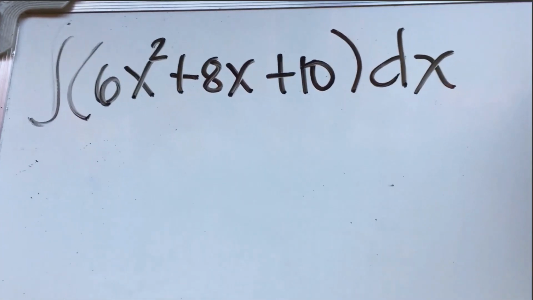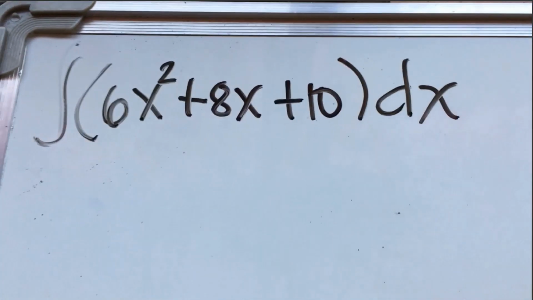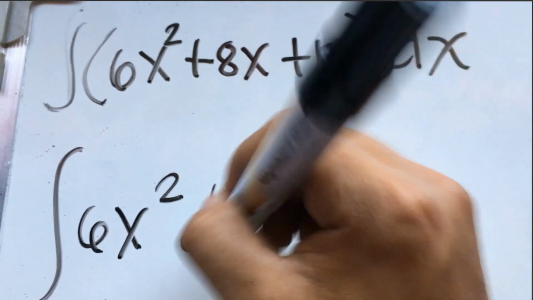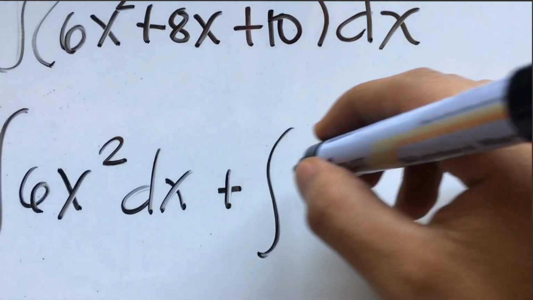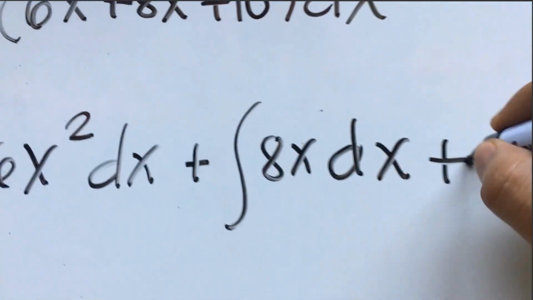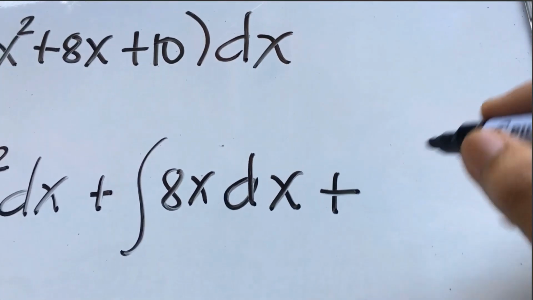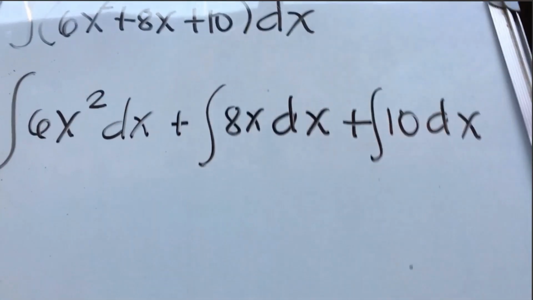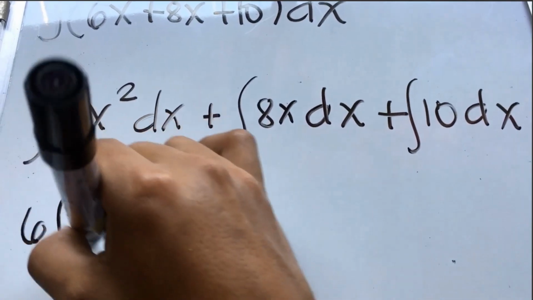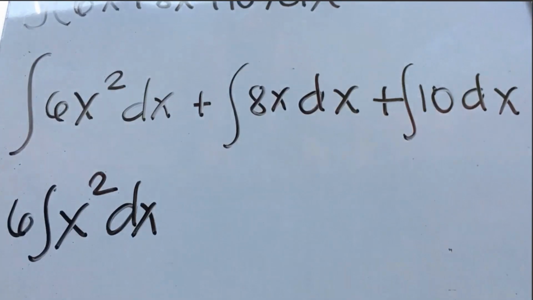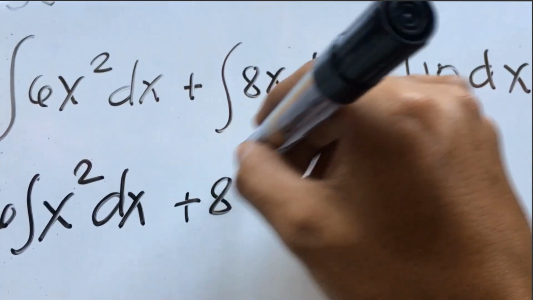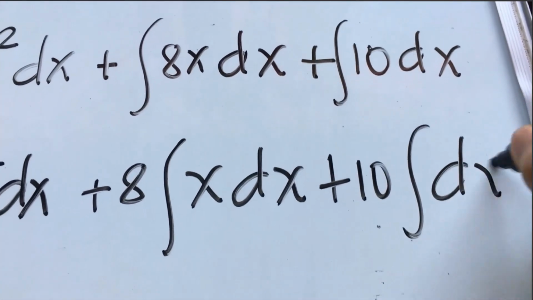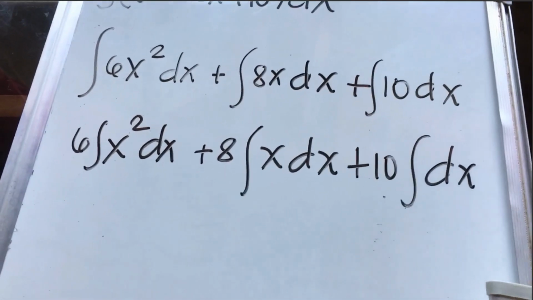We have 6x squared plus 8x plus 10. So solve natin. So you have the integral of 6x squared dx plus the integral of 8x dx plus the integral of 10 dx. So applying the rules kanina, labas ang 6, then x squared dx, plus labas ang constant, 8, x dx, plus labas ang constant na 10, so dx. And next, applying the power rule.